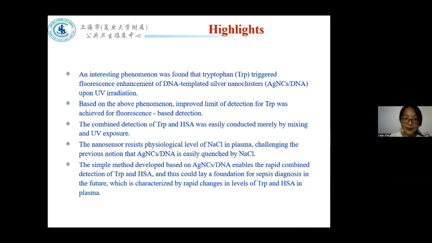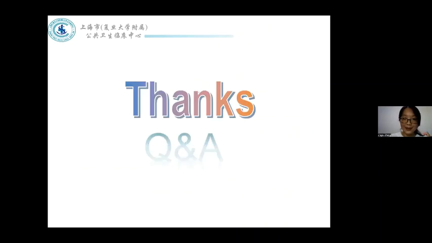Fourthly, the nanosensor can resist the physiological level of sodium chloride in plasma, which challenged the traditional notion that DNA-templated silver nanoclusters can be easily quenched by chloride ions. Finally, the simple method developed here might lay a foundation for future sepsis monitoring in a simple way. That's all. Thanks and questions.